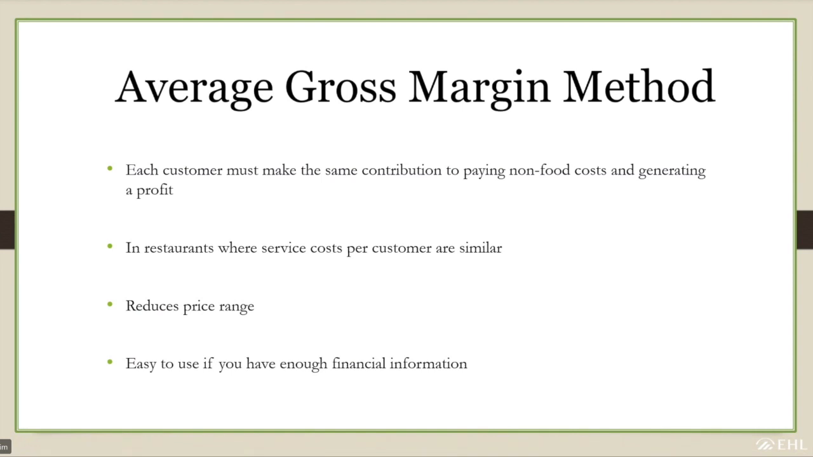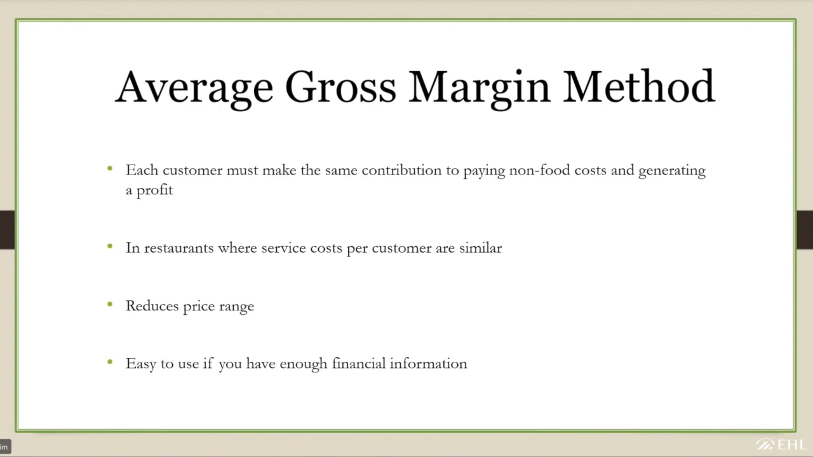So for the average gross margin method, each customer basically must make the same contribution to paying non-food costs and generating a profit. It reduces the price range, which is very important because, as we've seen as well, a big price range on your menu is not really beneficial for customers, because they will probably only take the cheaper items, since the high-priced items are way too high priced.